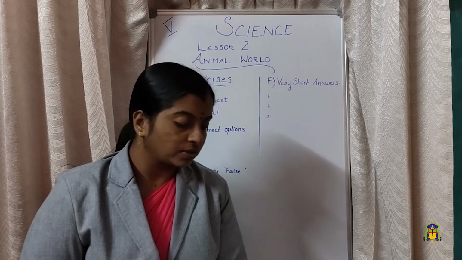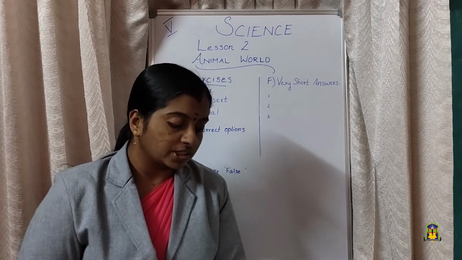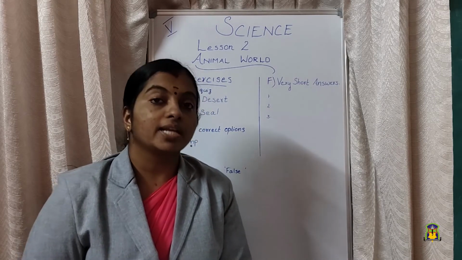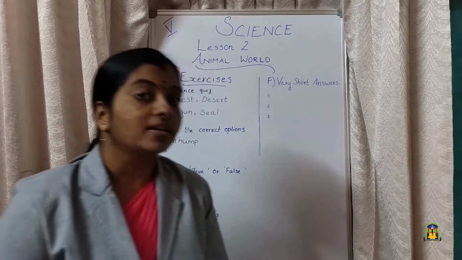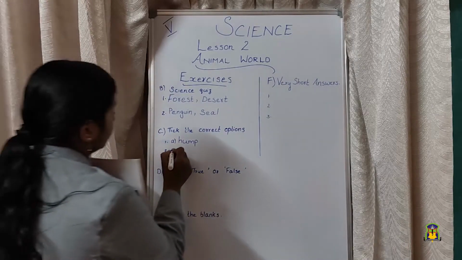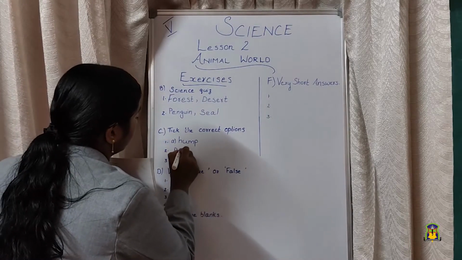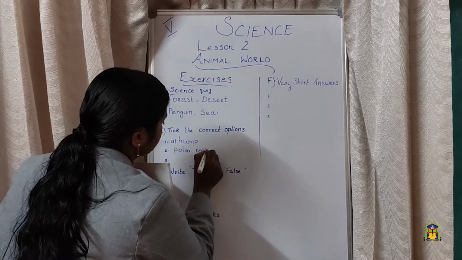Second question, penguins are found in dash. Which are the options given? Look at the options: forest, polar regions, deserts. So where are the penguins found? The penguins are found in polar regions. So put a tick mark against polar regions.